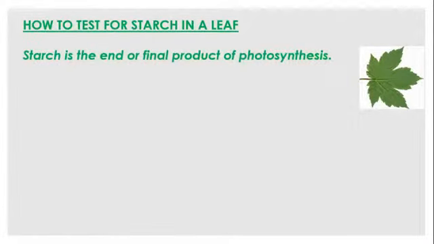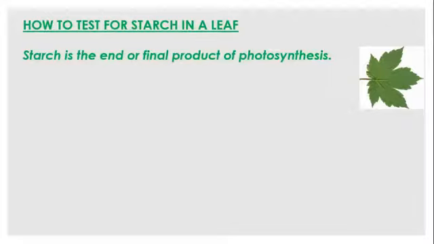Before we begin the experiment, note that starch is the end or final product of photosynthesis. When we look at the word equation of photosynthesis in lesson 11, we mentioned glucose as a product of photosynthesis alongside the waste product oxygen. Note that glucose is just one of the first products of photosynthesis.